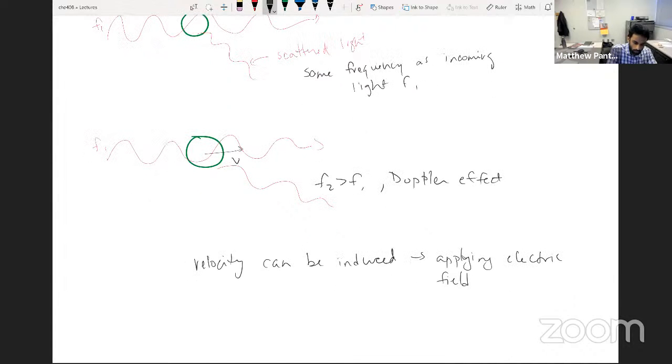By applying an electric field, we can vary, for example, the strength of the electric field. Usually what they do is put it in an oscillating electric field and vary the intensity of that electric field. And we can then measure this difference.